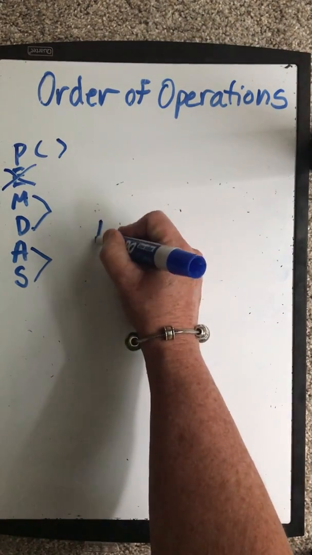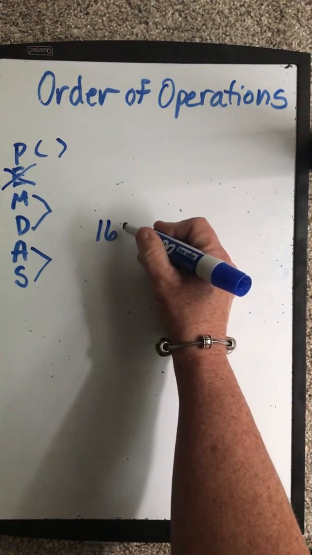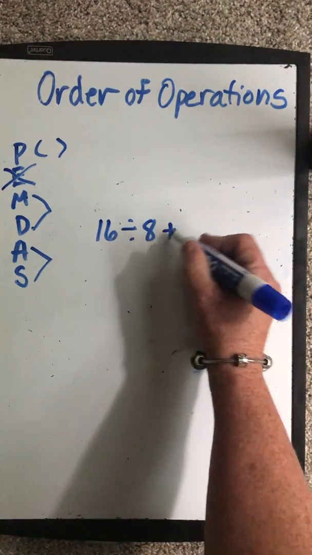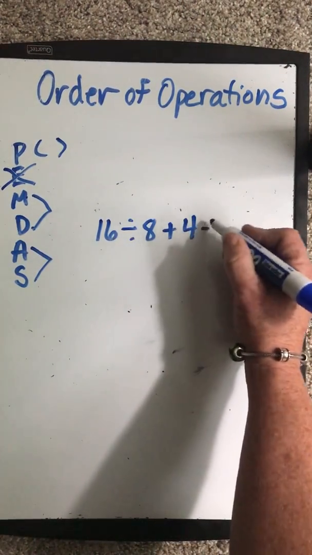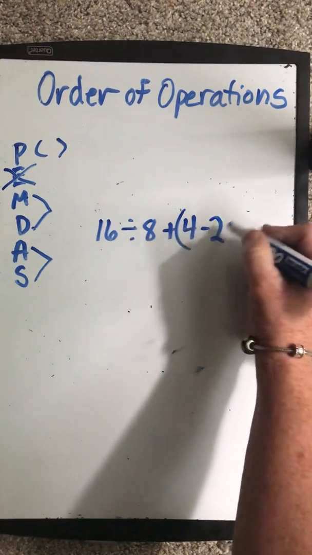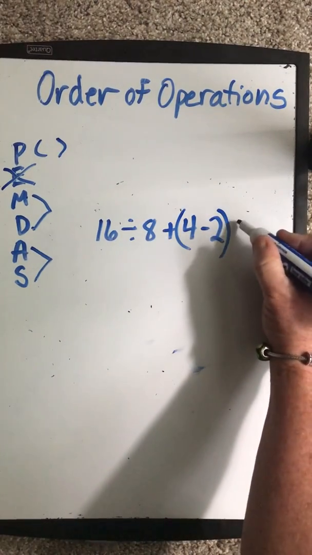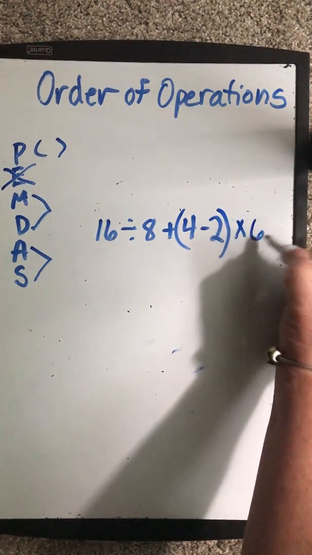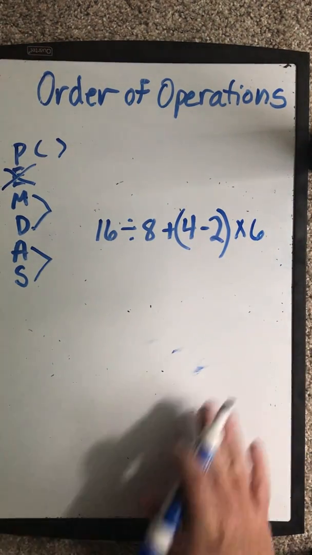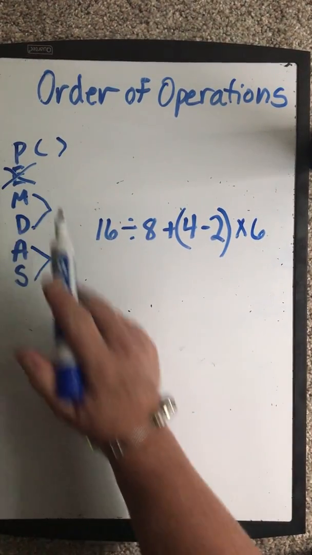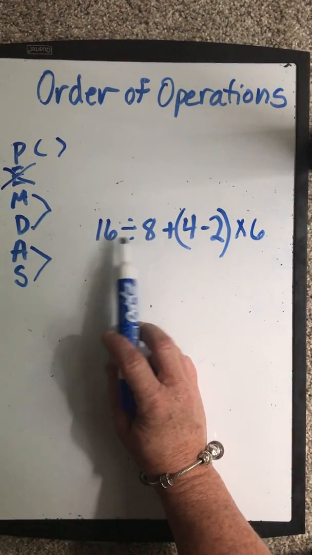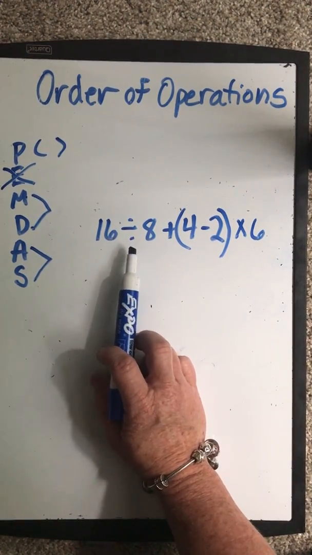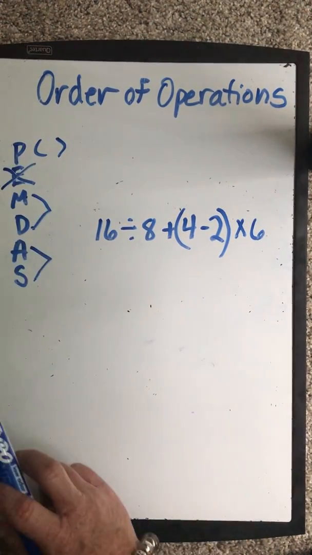Let's do 16 divided by 8 plus 4 minus 2 times 6. Okay, so the first thing that you probably would like to do is this one right here, because it's right in front of you. It's first 16 divided by 8, but we're not, because we know that we have to use the parentheses first.